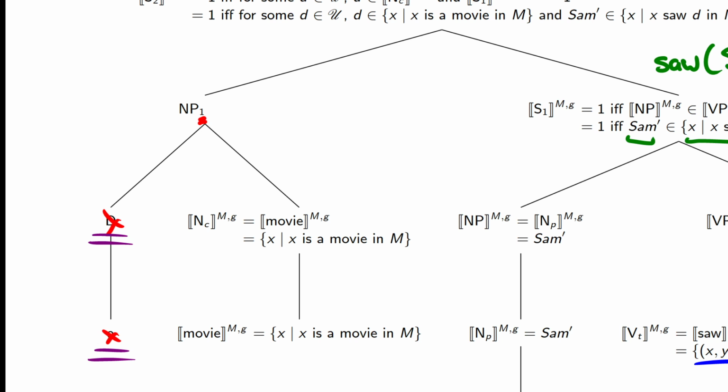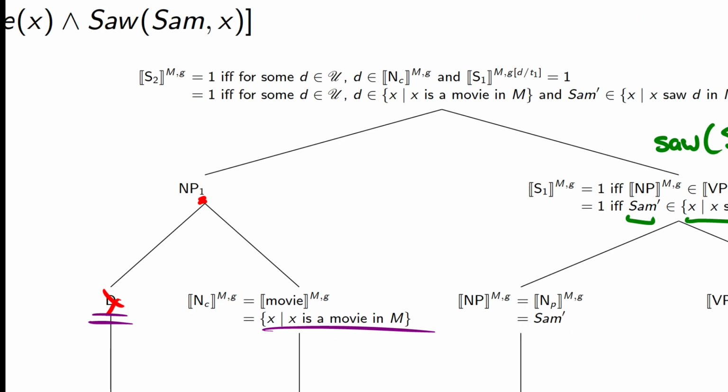So that's why we do it this way. But anyway, so movie, the set of x such that x is a movie. The common noun gets the same meaning, so the set of x such that x is a movie. And now we go to our rules.